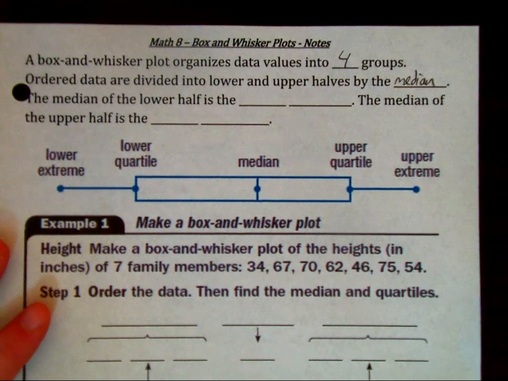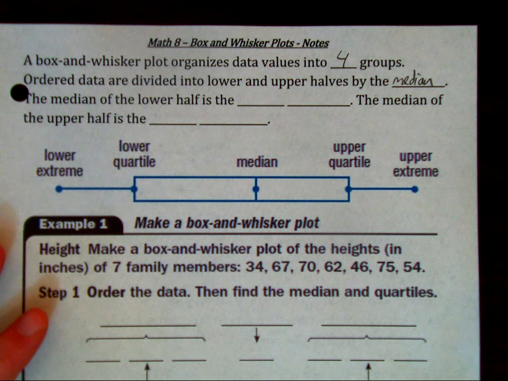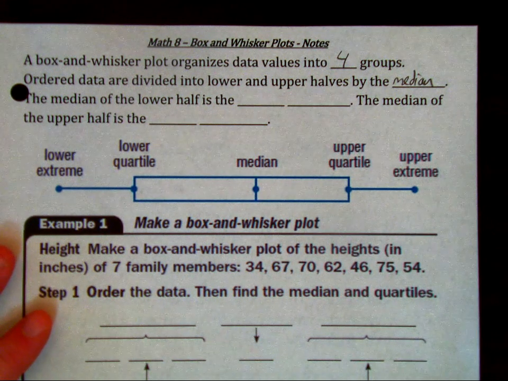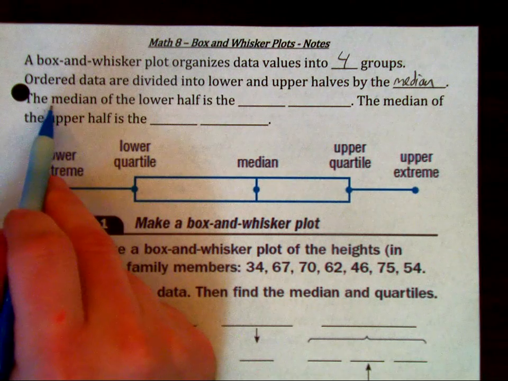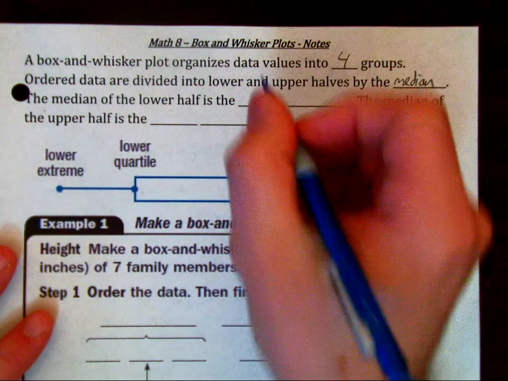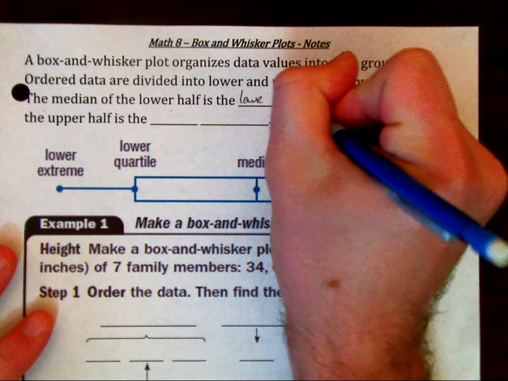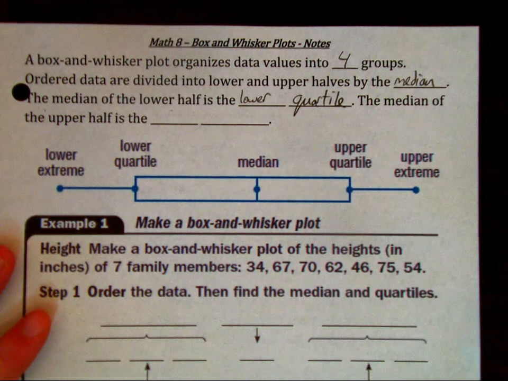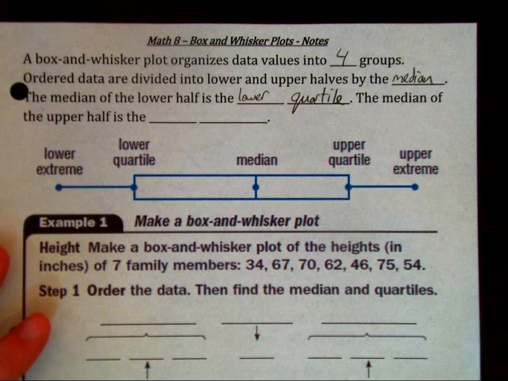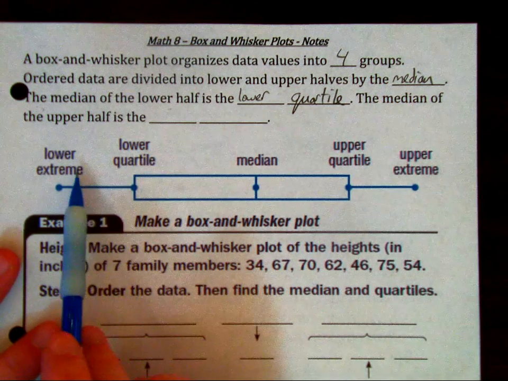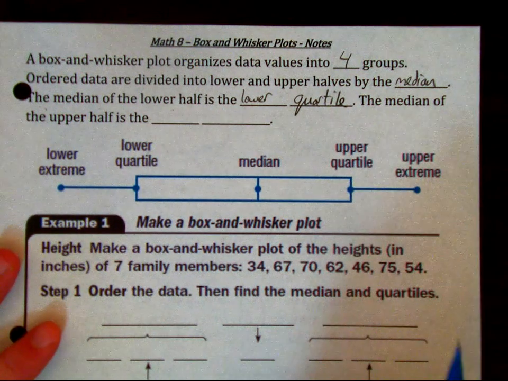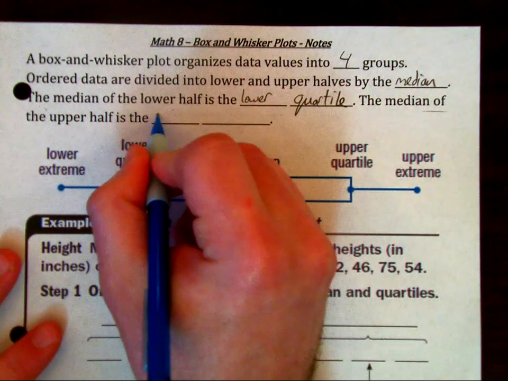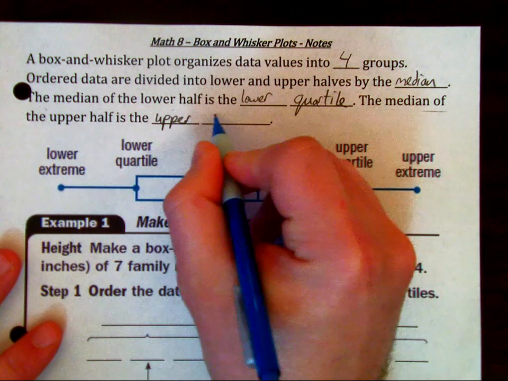So again, if you need to pair yourself with those notes, those median notes from yesterday, please do. Because we said the median of the lower half, we can also say that's the lower quartile. And the word quartile is very similar to the word quarter. Again, you can think of a quarter as 1/4 of a dollar. A quartile is 1/4 of this entire box. So then the median of the upper half, we can call that the upper quartile.